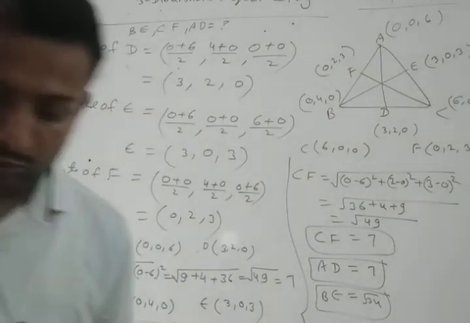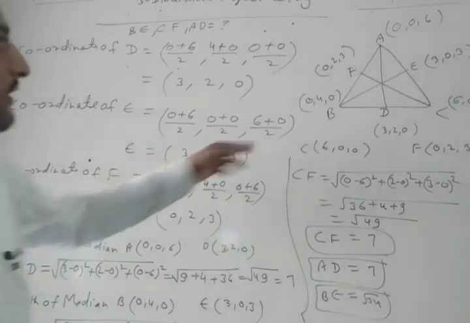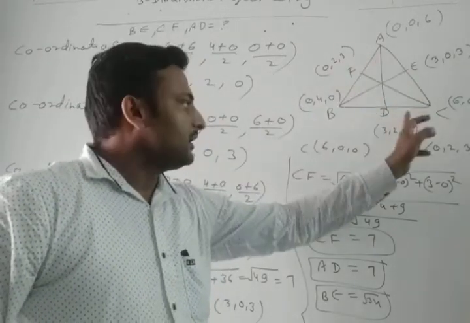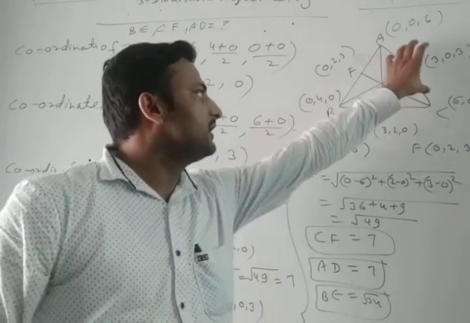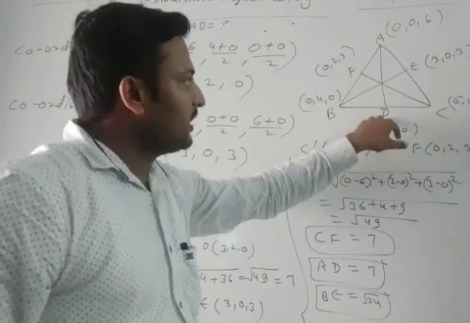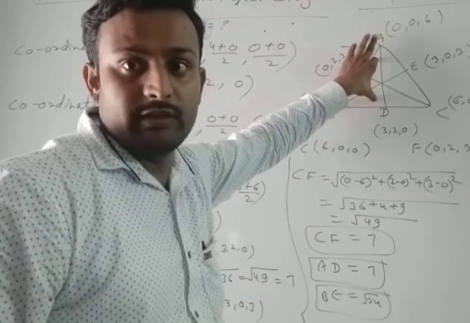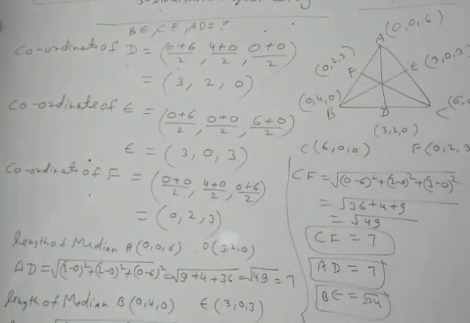Okay. Now we will see the next question. Any doubt? First we find the coordinates of D, E and F, because D, E, F are the midpoints of BC, CA and AB. After finding the midpoints, we find the length of AD by using the distance formula. Okay. Next question.